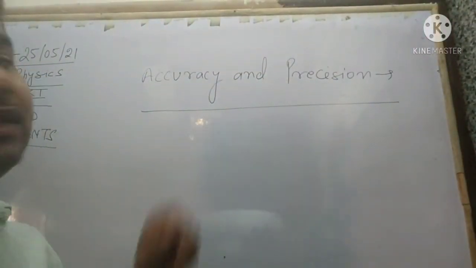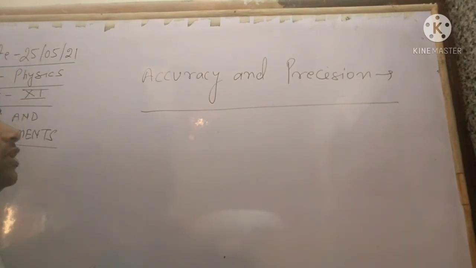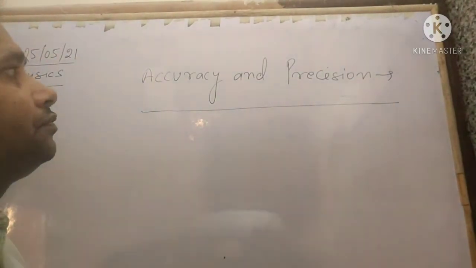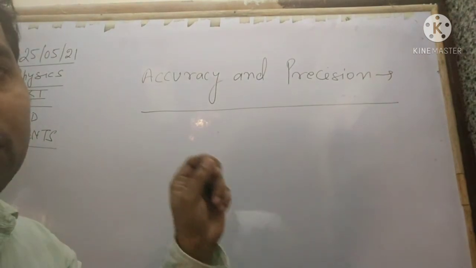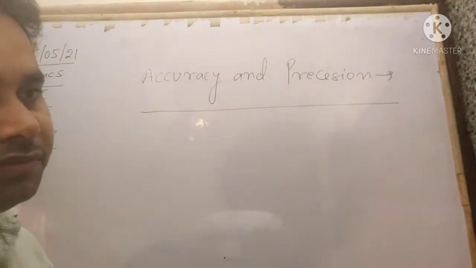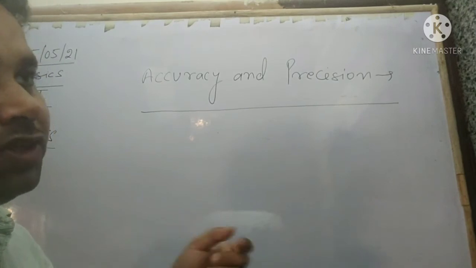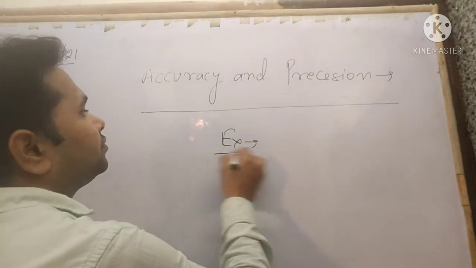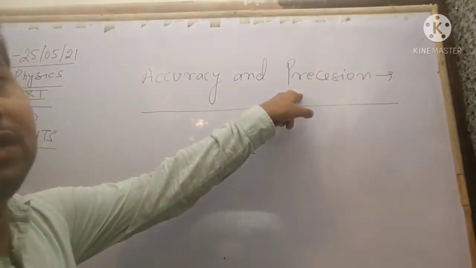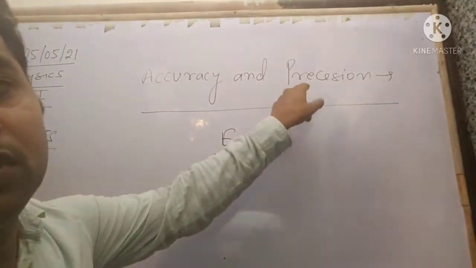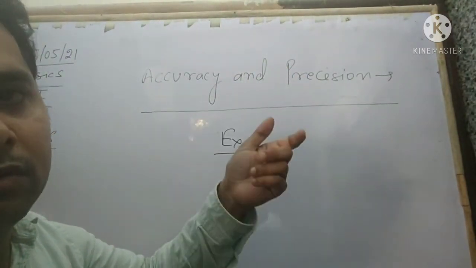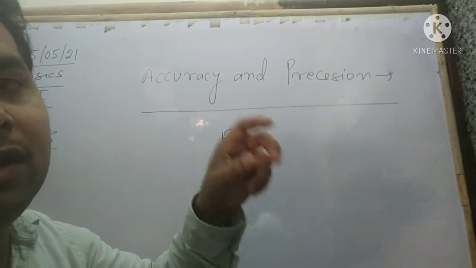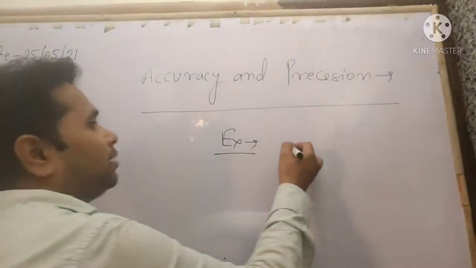Now see the next term, that is precision. Students, precision refers to the limit or resolution of the measurement, up to which we are measuring. Again I am repeating, precision in our measurement refers to the resolution or limit to which we are taking the measurement. See the example again.